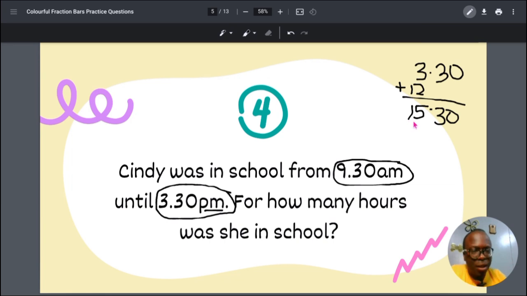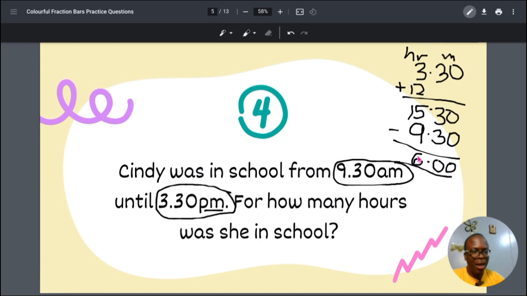So now that we have converted that, we just bring the time she got to school and subtract that from the time she left. She left at 15:30. The time she got there was 9:30. So 30 minus 30 will give us 0 for the minute, and 15 minus 9 definitely is 6. Of course you know that this part is the hour part, and this is the minute part. So looking at your answer, this means that she used 6 hours at school. I hope you got that.